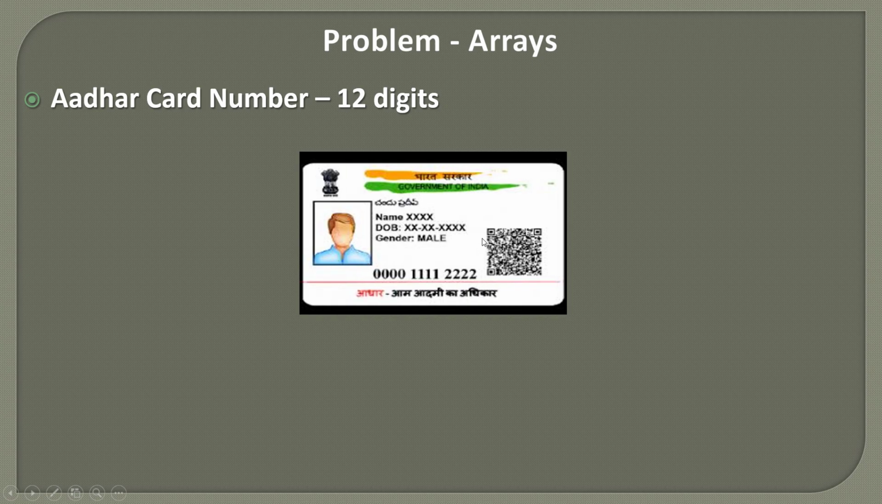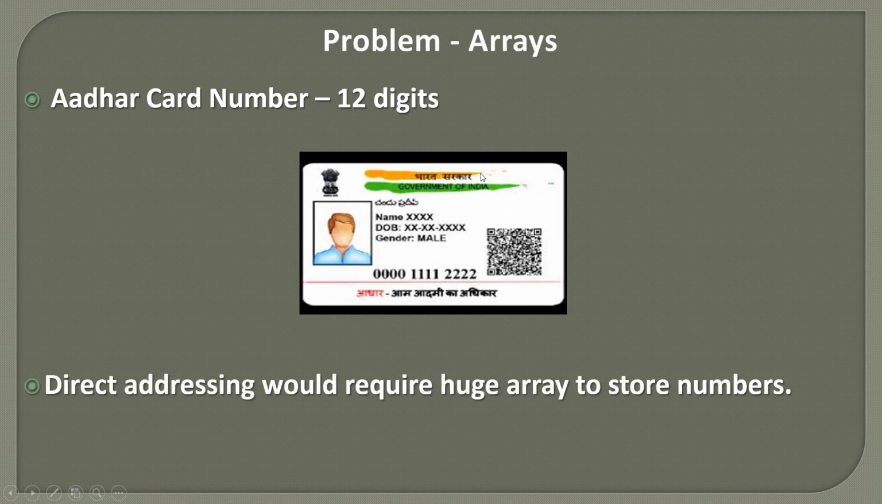So the problem is, if we take an array to store the Aadhaar card numbers, and we want to store this big number in an array using direct addressing with its index, then there would be a huge array to store all the Aadhaar card numbers. So this is one problem, that we need to create such a huge array where the Aadhaar card number matches the index of that array.